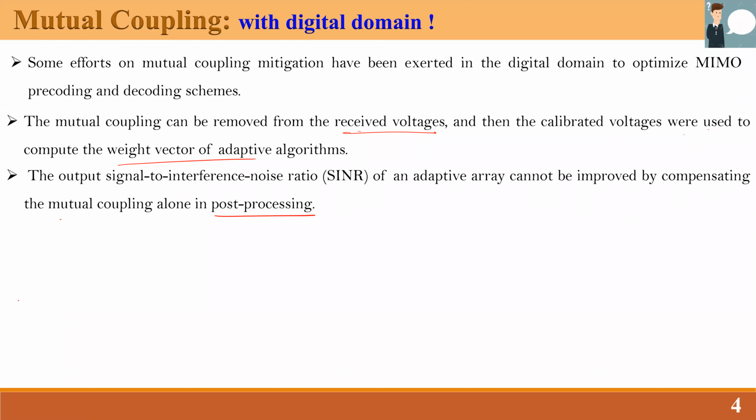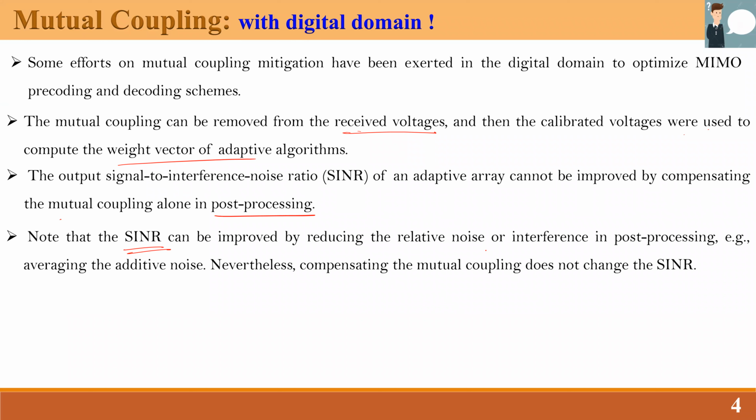Now, there is a bottleneck. Note that the SINR can be improved by reducing the relative noise or interference in the post-processing stage with the help of some kind of averaging of the additive noise. But compensating the mutual coupling doesn't change the SINR.